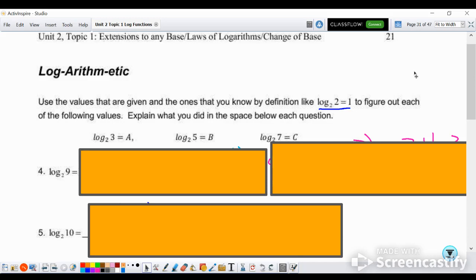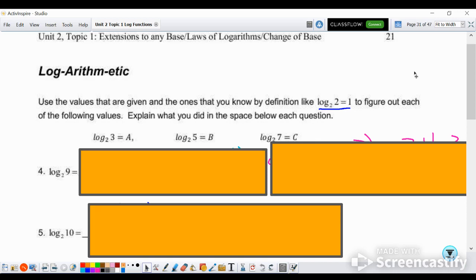Hi, this is from our log packet, Unit 2, Topic 1. Today's lesson is called Log Arithmetic. So, some of the rules that we learned, the log laws, are going to be used to solve problems.